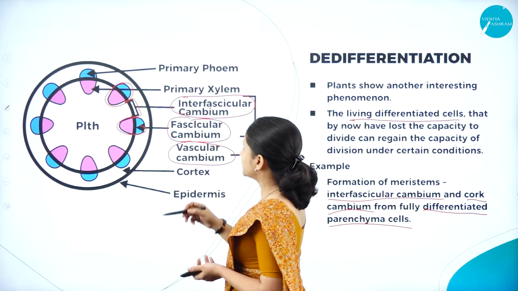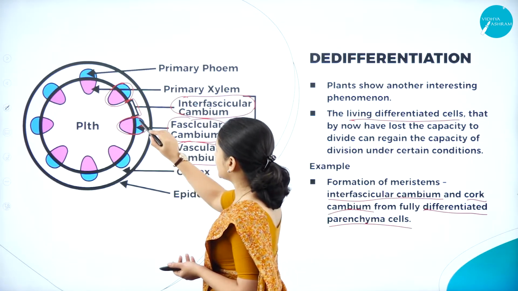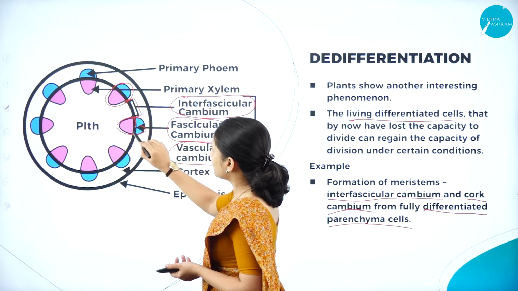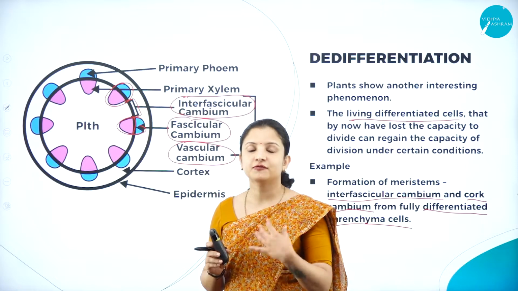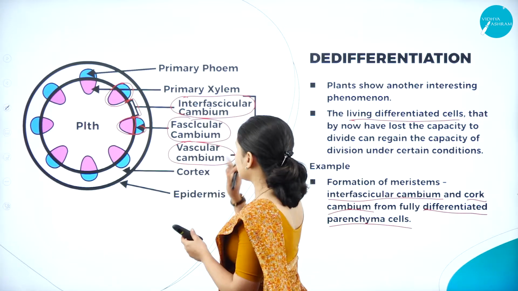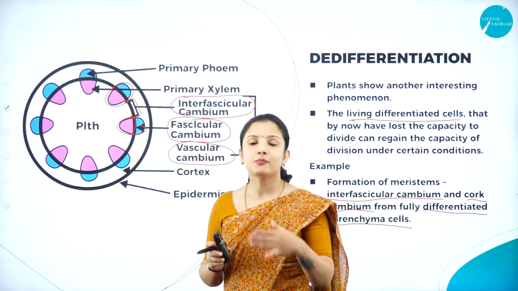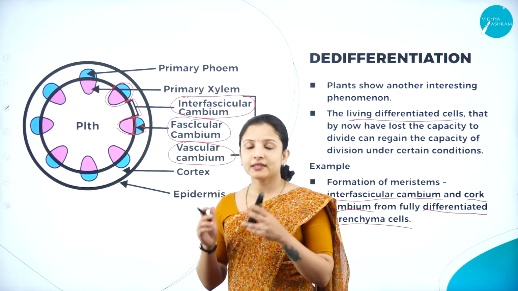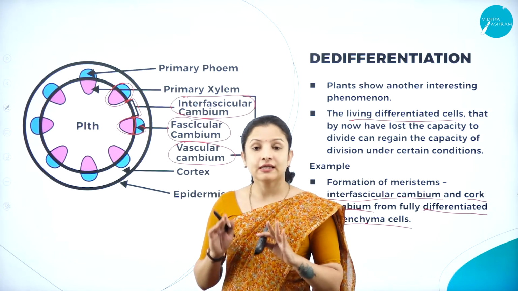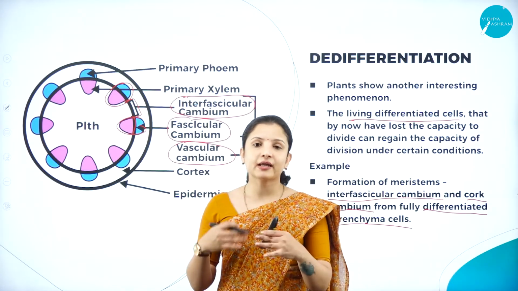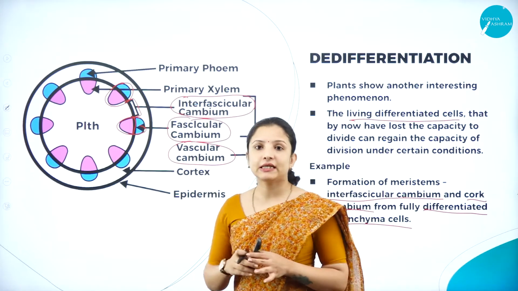Next we have the fascicular cambium. Fascicular cambium is the cambium cells that are present between the xylem and the phloem, and they actually provide some cells for the formation. Actually it is the vascular cambium cells that get differentiated to form the xylem and the phloem. But in this particular case, now they have differentiated. They can de-differentiate back and they can become parenchyma cells. That is what is meant by de-differentiation.